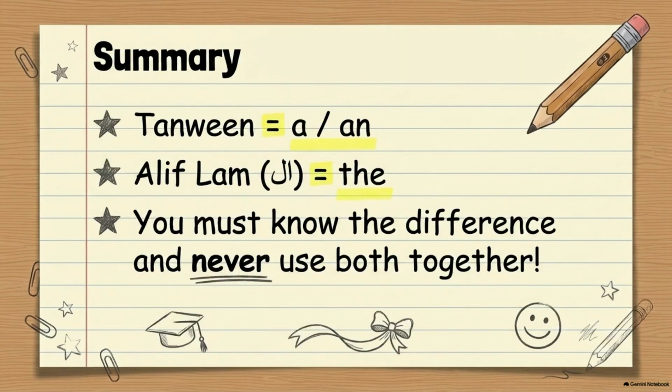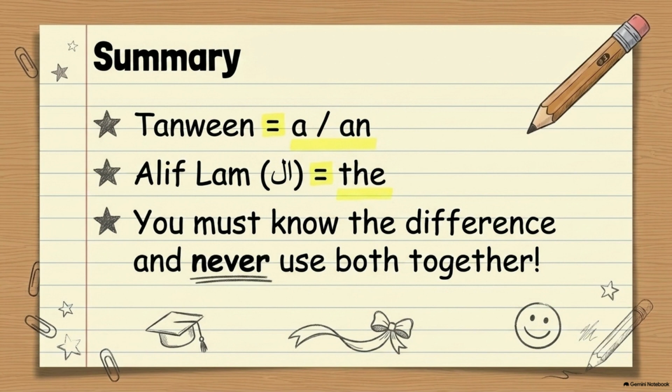Section 4, Final Lesson Summary. Let's quickly summarize our core rules. First star, tanween equals a or an. Second star, alif lam equals the. And the third, most important star, underlined at the bottom, you must know the difference and never use both of them together. It is always one or the other.